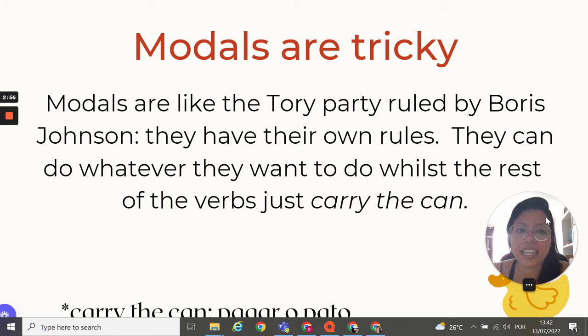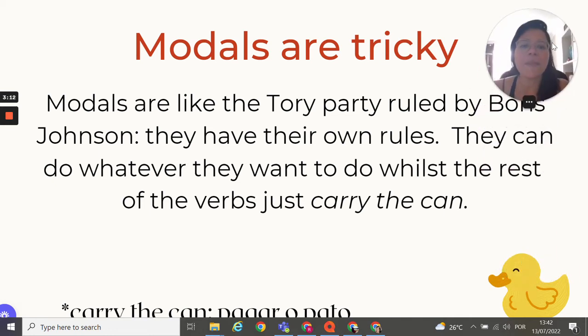So modals are like the Tory party ruled by Boris Johnson here in the UK. They have their own rules. They can do whatever they want to do whilst the rest of the verbs or the rest of the people just carry the can. You know what carry the can means? Carry the can means pagar o pato. Okay? So the normal verbs are like us, the pleb, the hoi polloi, you know, the ordinary people, whilst modals are like the Tory government. They are at the top of the pyramid and they have their own rules. You know, the pleb and the Tories. So this is how it works. If you have followed me for long enough, you know that I really like politics, especially here in the UK. So that's why I like to come up with these weird analogies.